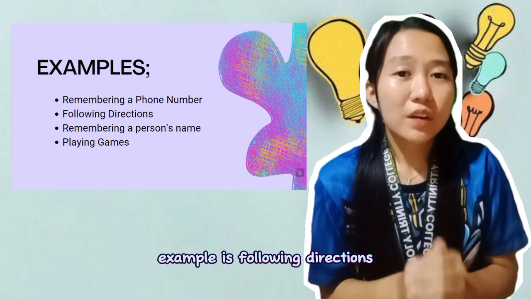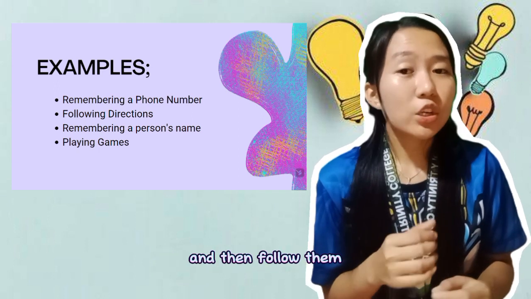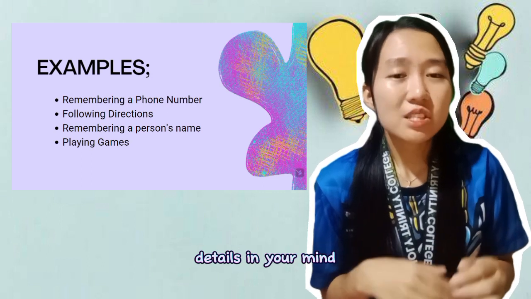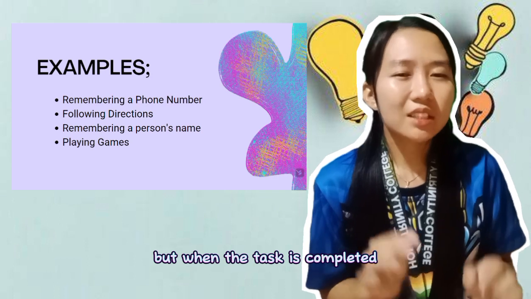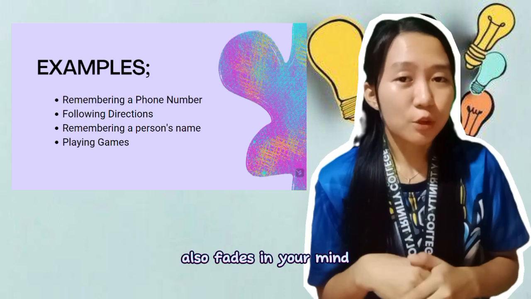Second example is following directions. When you read or hear instructions and then follow them, you are utilizing your short-term memory. You keep those details in your mind just long enough to complete the task. But when the task is completed, the directions that you've listened to will also fade from your mind.